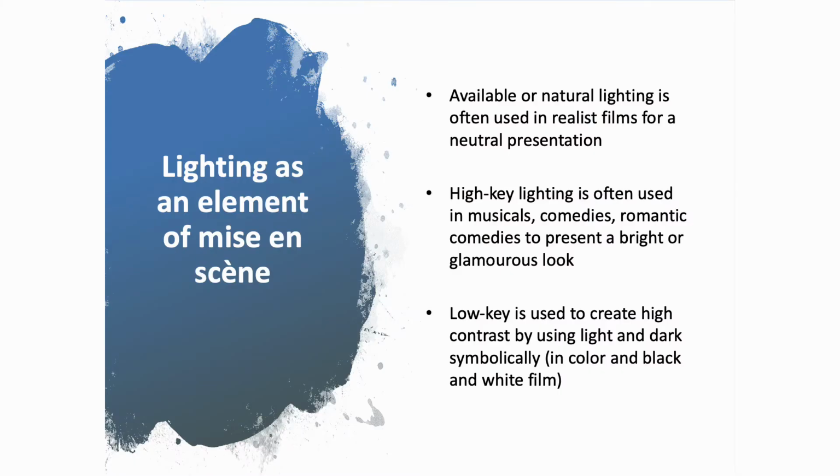We've looked at lighting in relation to photography. Now we'll look at lighting as an element of mise en scène. Available or natural light is used in realist films for a neutral presentation. High key light is often used in musicals, comedies, and romantic comedies to present a bright or glamorous look. Low key lighting is used to create high contrast by using light and dark symbolically in color and black and white film.